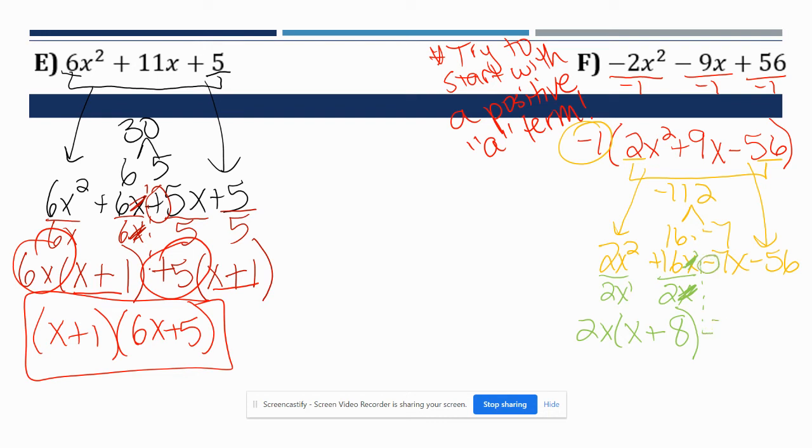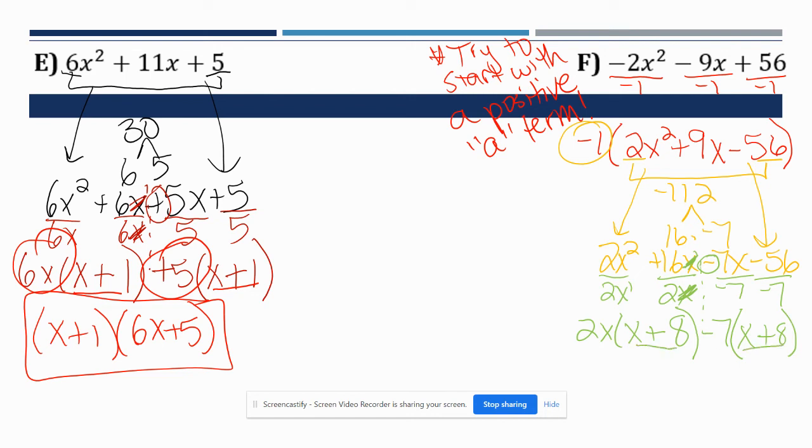Our right side starts with subtraction. Common factor with 7x and 56 is 7. Remember, we're dividing by negative 7. Negative 7x divided by negative 7 is positive 1. Negative 56 divided by negative 7 is positive 8.